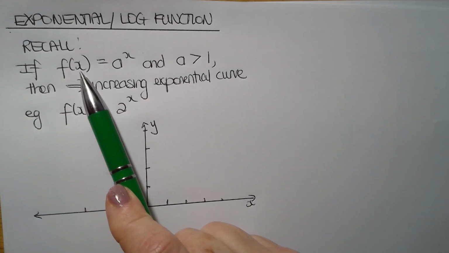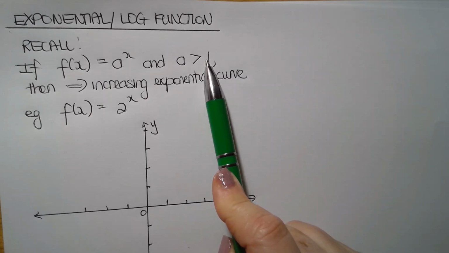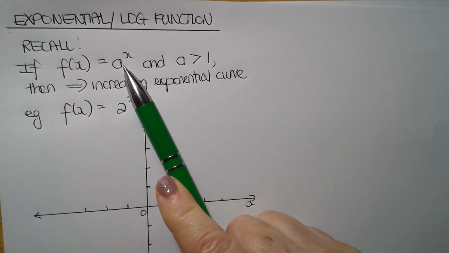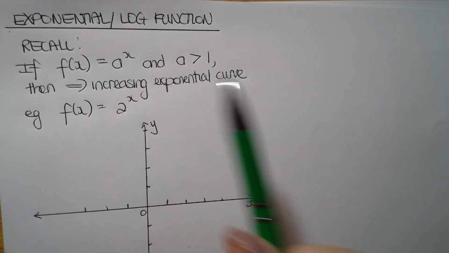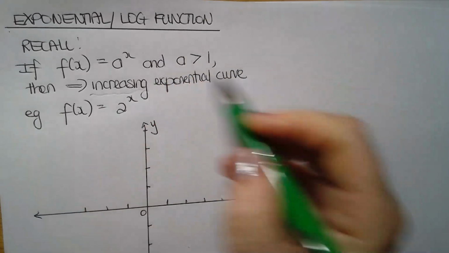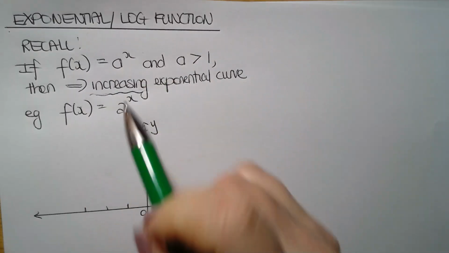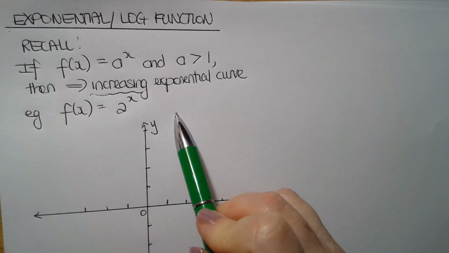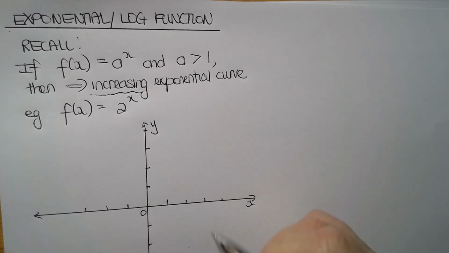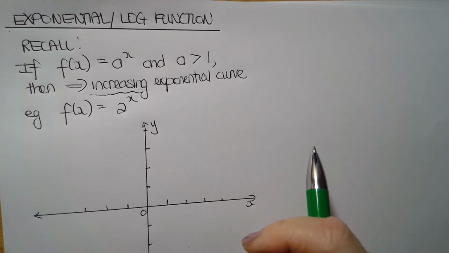So you will remember if f of x was a to the x and a was greater than 1, in other words, your base a was bigger than 1, then you would expect to get an increasing curve, because as x is going to get bigger, y is also going to get bigger. 2 to the 1, 2 squared is 4, 2 to the 5 is 32. So as x is getting bigger, y is getting bigger, which is really what describes an increasing function.